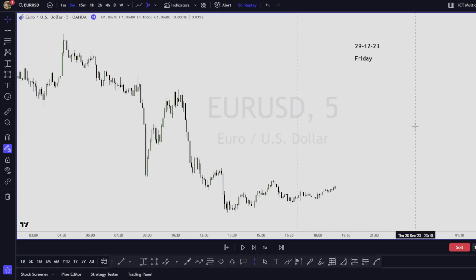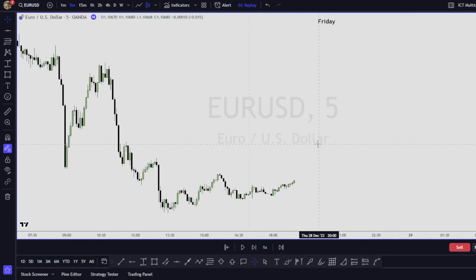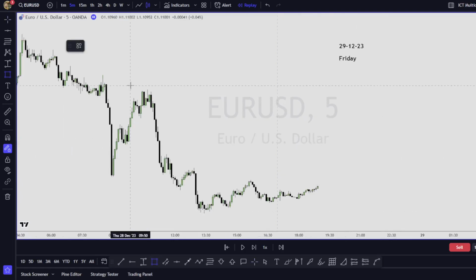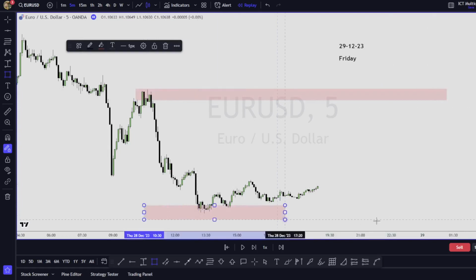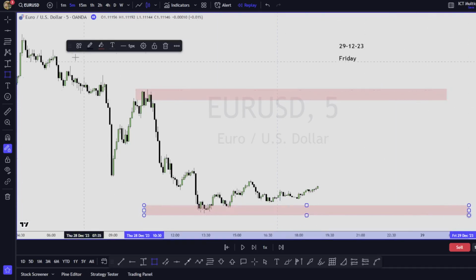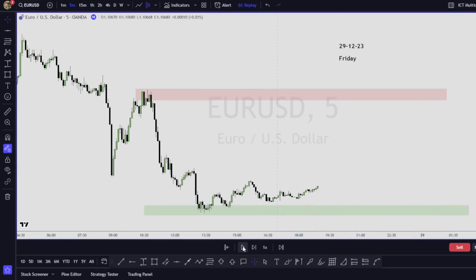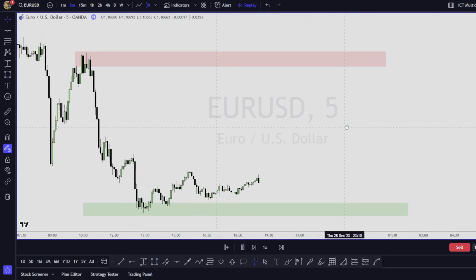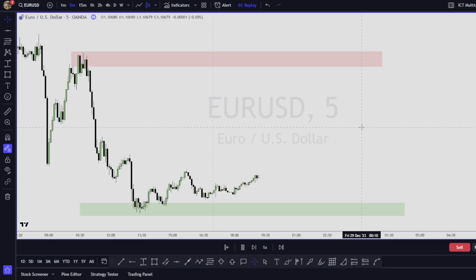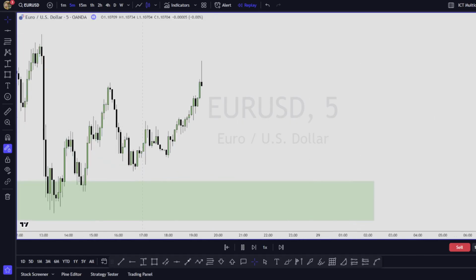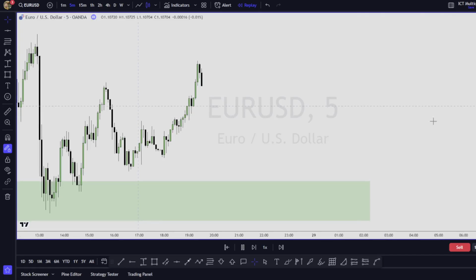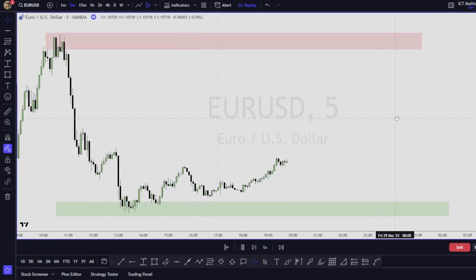This is the Euro USD chart, 5 minutes chart. Straight away we'll get into marking the resistance level and also the support level. This is the previous day's support and resistance level. So what are we going to wait for? We are going to wait for the market to set a range for the day.